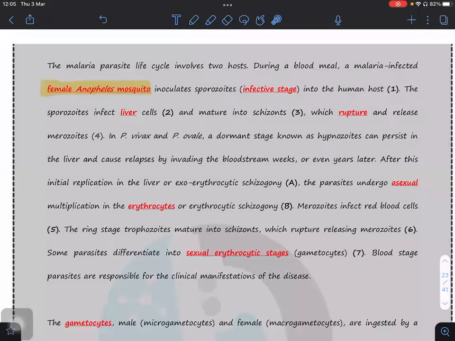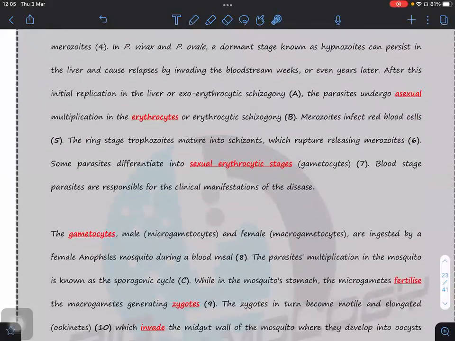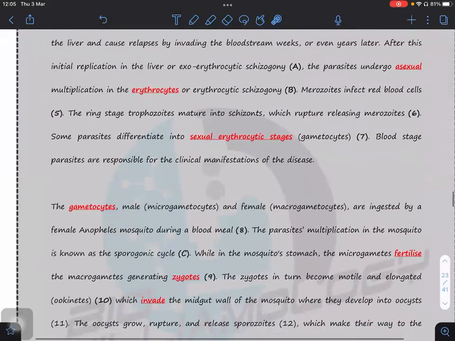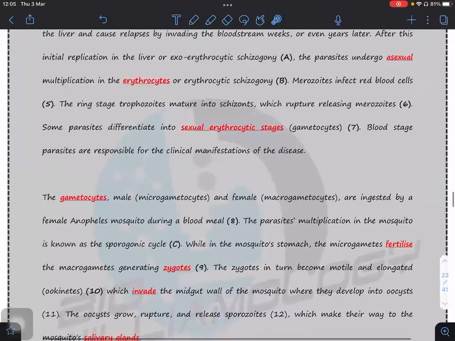So this merozoite infects red blood cells. The ring stage trophozoite matures into a schizont and ruptures, releasing the merozoites again. Some parasites differentiate into the sexual erythrocytic stage where they form gametocytes. The blood stage parasites are responsible for the clinical manifestations of the disease because they break the blood cell. So anemia is one of the symptoms.